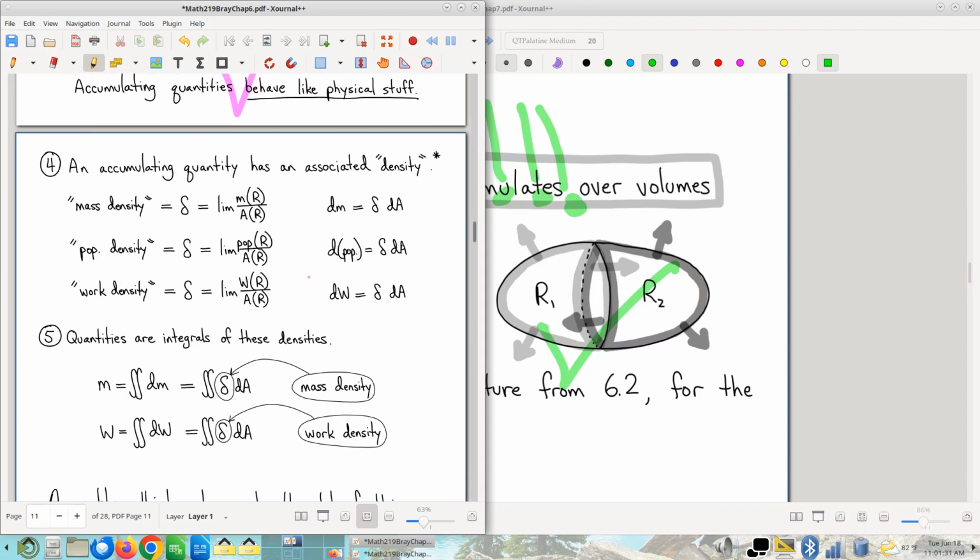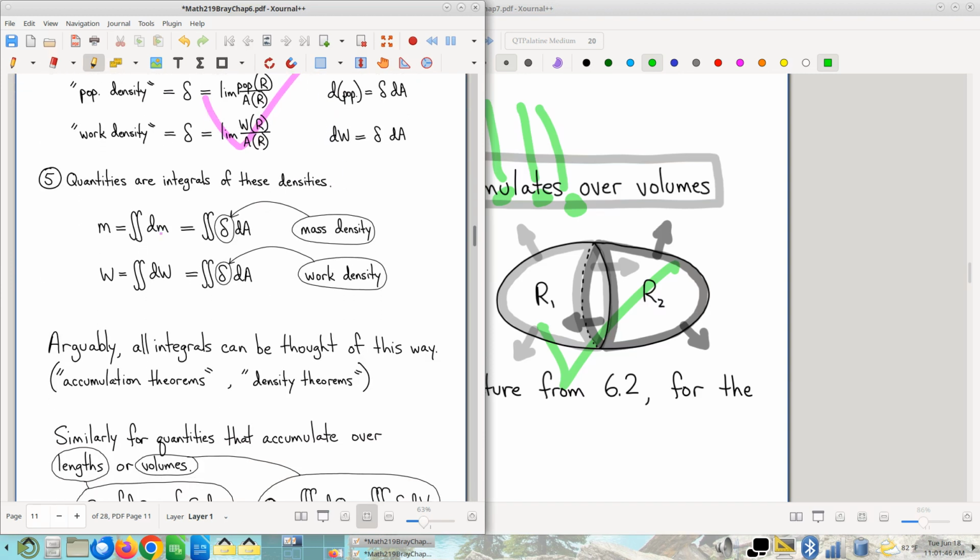When you have physical stuff, you can talk about the associated density. I mean, that's how stuff works, right? Stuff distributed over volume. You can talk about stuff per unit volume. And when you have that notion of density, then you can make what I like to call an accumulation theorem, where the whole is the sum of the parts, and then on each piece, stuff is stuff per unit volume times volume.